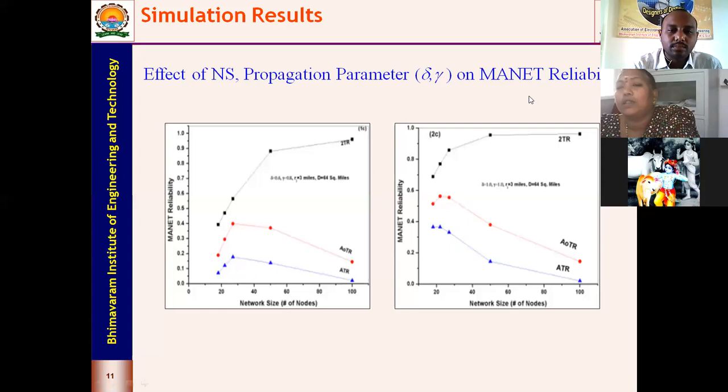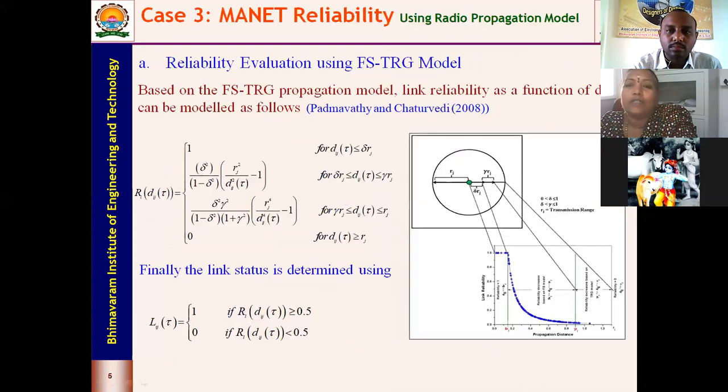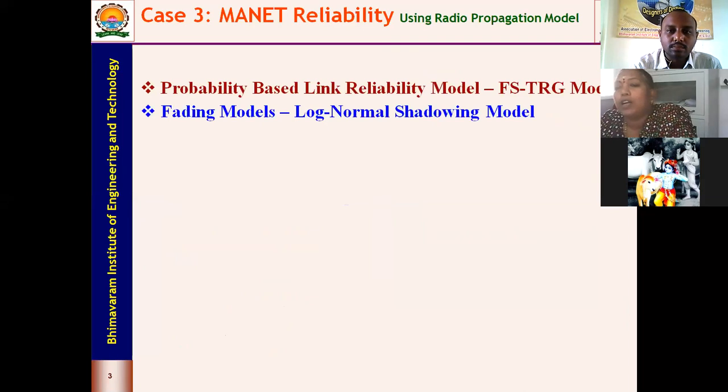In this particular case, I'm using a combination of two models. One is the FS model and the other is the two-ray ground model. The FS model is a line of sight model, or I can say a short distance model, and the two-ray ground model is a long distance model. So these are the two basic models. Then other models we'll be studying are the fading models. There we'll study slow fading models and fast fading models.